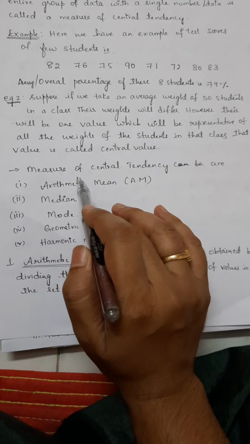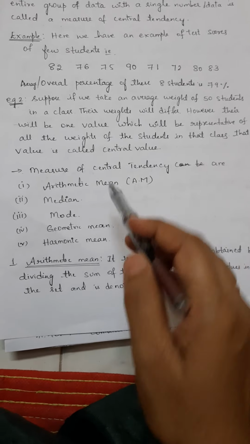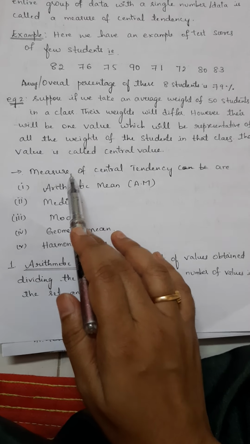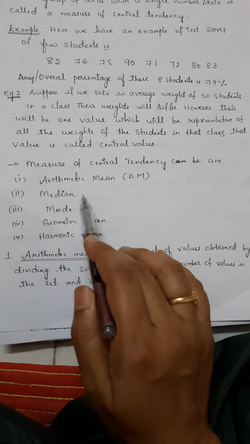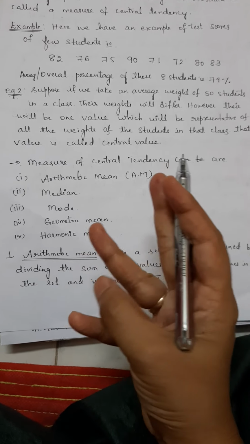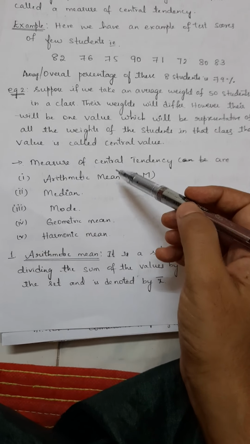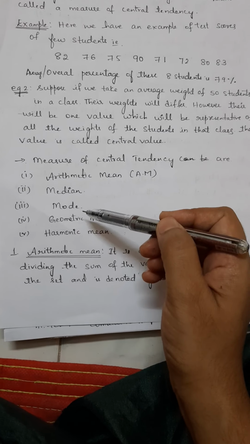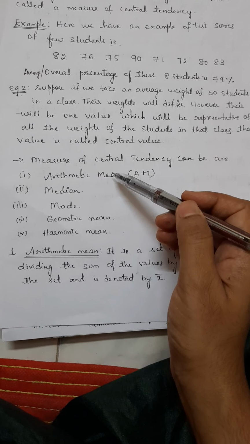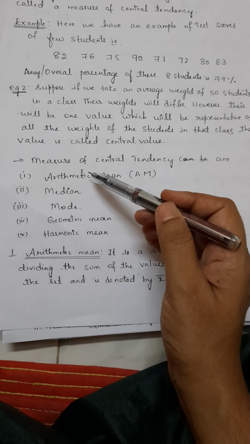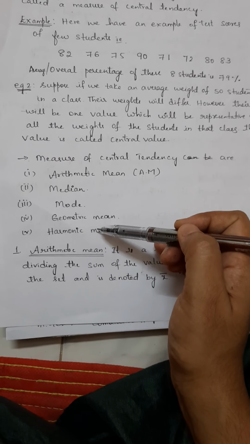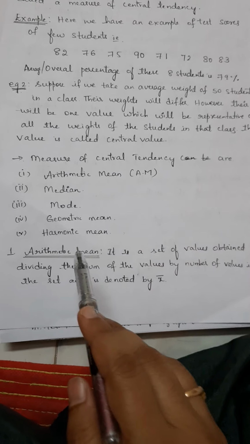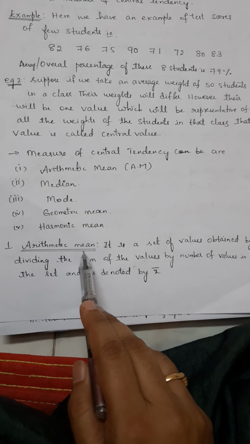So we have a few measures of central tendency. We have three measures of central tendency. They are mean, median and mode. In mean we have three types of means. One is arithmetic mean, the second one is geometric mean and the third one is harmonic mean. So first let us deal with arithmetic mean.